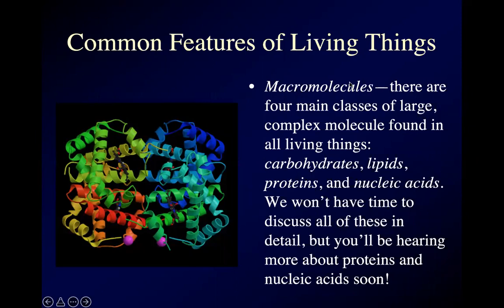And there's 4 major classes of big, complicated molecule that all living things have. Carbohydrates include sugars and starches and cellulose, which is the stuff that wood and paper are made of. Lipids include fats and oils and waxes. Proteins do an awful lot of stuff, and we will talk about what those do in agonizing detail when we're a bit past halfway in the course. And finally, nucleic acids, which store information.